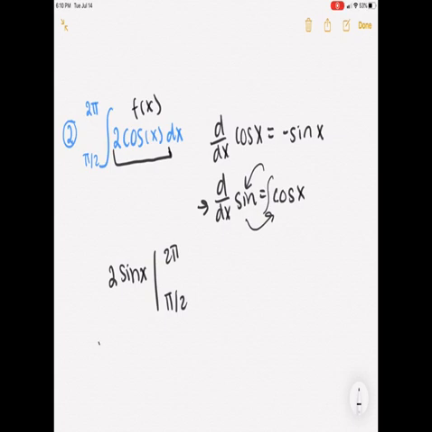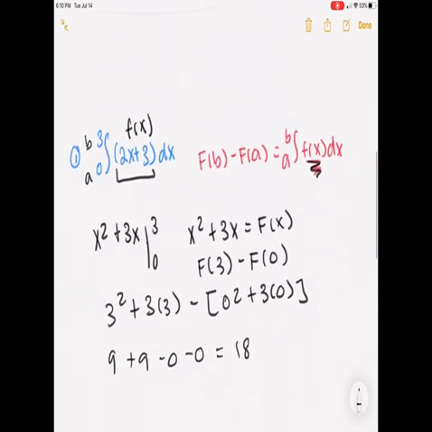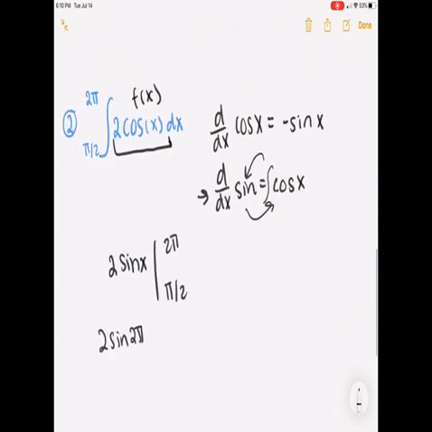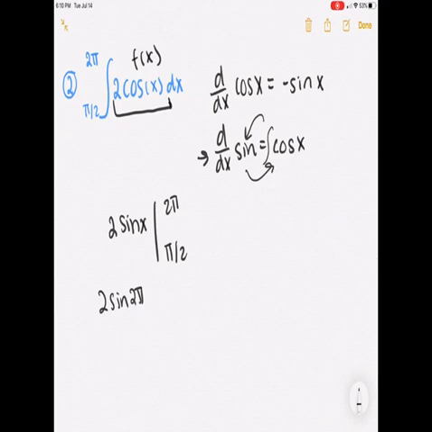So we're going to do the same thing, 2 sine of 2 pi, because we're using capital F of b minus F of a, and our b value is 2 pi, minus 2 sine of pi over 2. So what is sine of 2 pi? Well, that's 0, minus 2 sine of pi over 2 is 1. So our answer is negative 2.